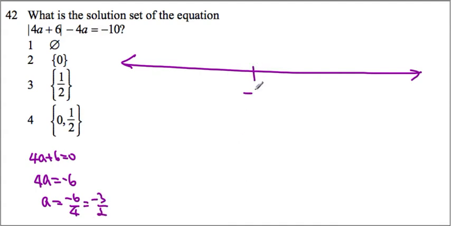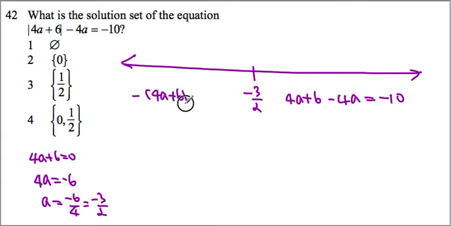So about negative 3 over 2, we could have the values of a that are greater than it. Then what's going to be happening? Here we're going to have positive values on the right. So we're going to have 4a plus 6 minus 4a equals negative 10. When the values inside of the absolute value are positive, then we don't do anything to the absolute value. On the other hand, on the left side, since this portion will be negative, the absolute value works like another negative sign to make that into positive. So 4a plus 6 minus 4a will be equal to negative 10.